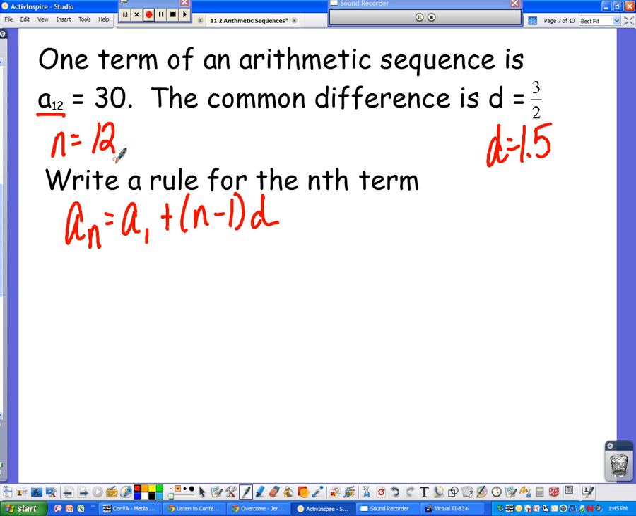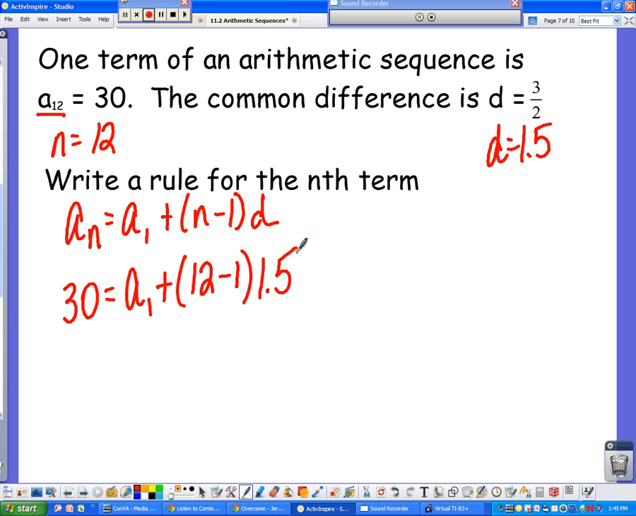So in other words, remember, it's the 12th term. So whatever this number is and this number should be the same. This is the actual term that I'm looking for. a sub 1 is what I need to finish out my rule. Plus, n is 12 in this case, so 12 minus 1, and my d is 1.5. So the very first thing we got to do is find that first term.